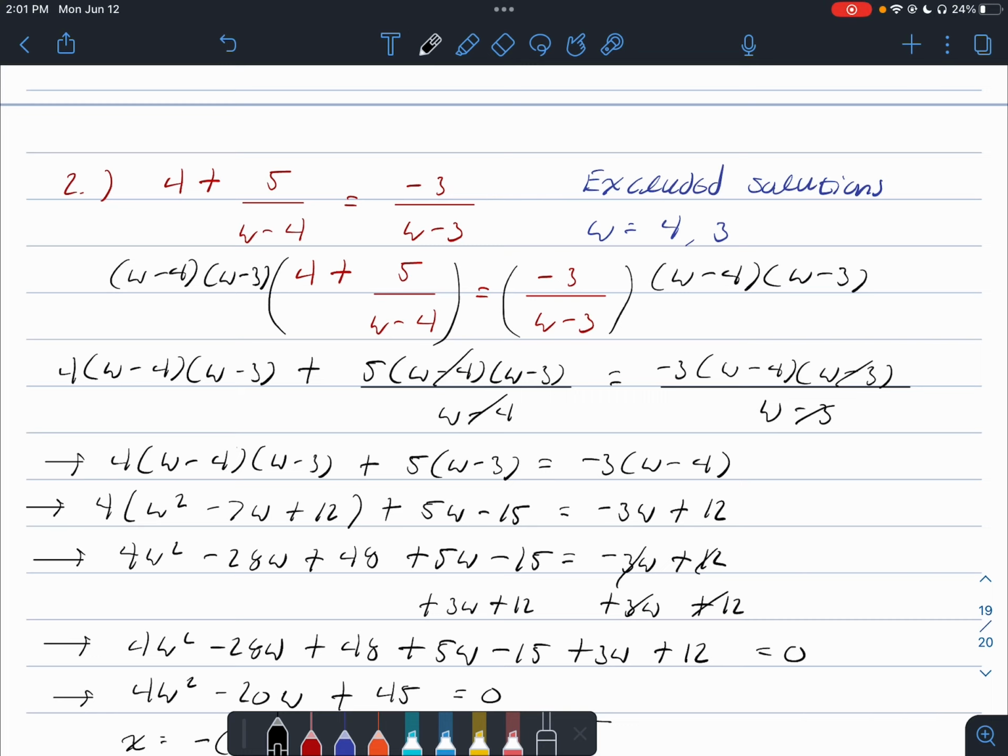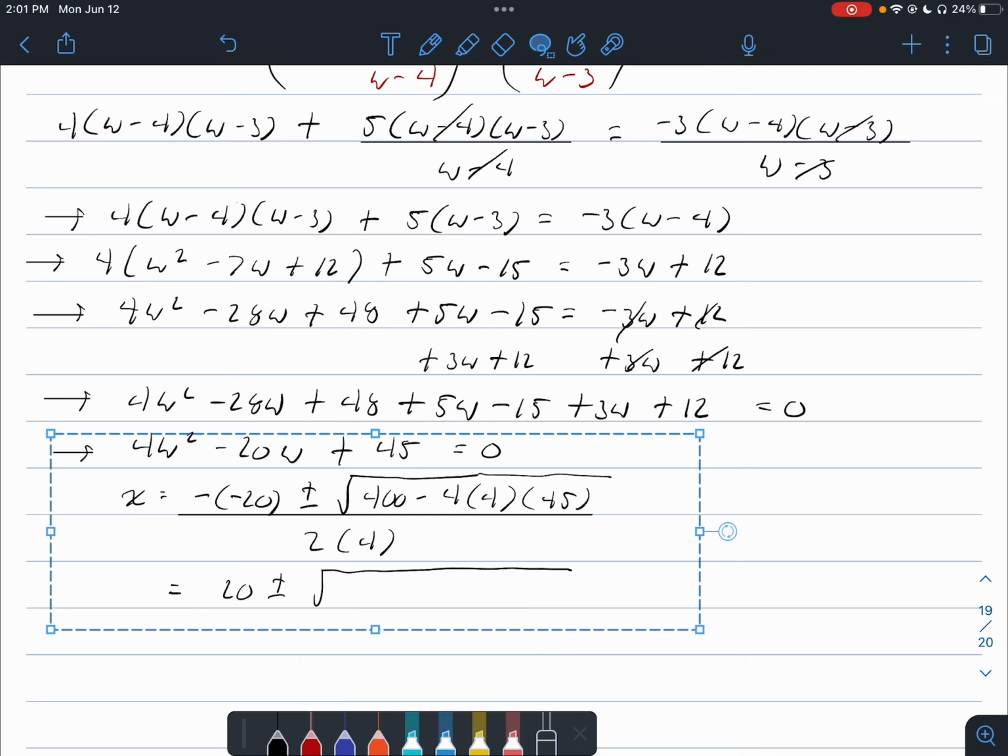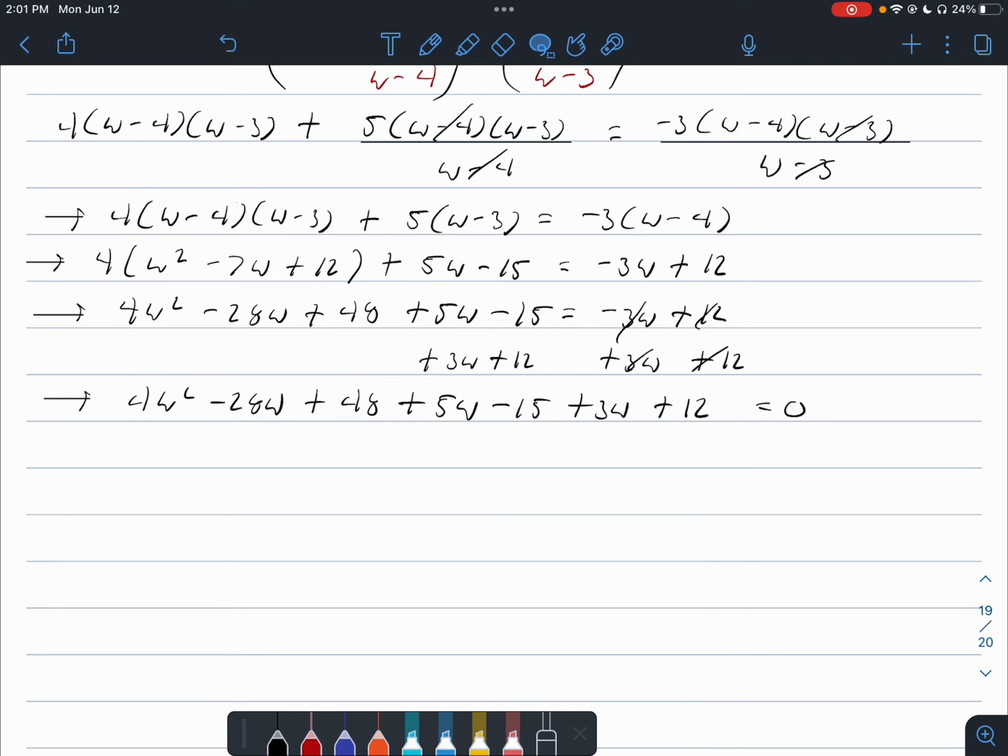Okay, I must have made a mistake somewhere here. So we had 48 minus 15 plus 12. Oh, I should have taken the 12 away. Let's back up here. Okay, so this is something that is good to see. Everybody makes mistakes from time to time when it comes to this stuff. I was guessing we shouldn't have ended up with complex numbers, so that means I must have made a mistake somewhere back here. So let's go back.